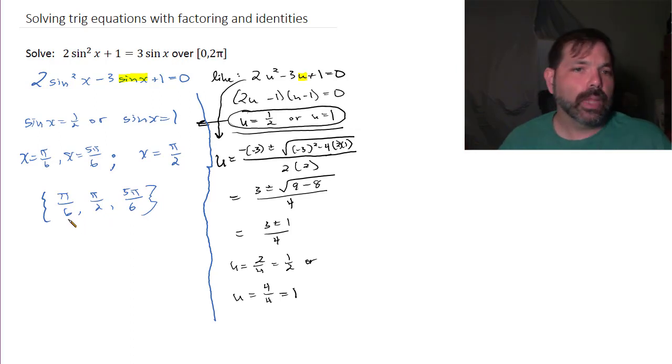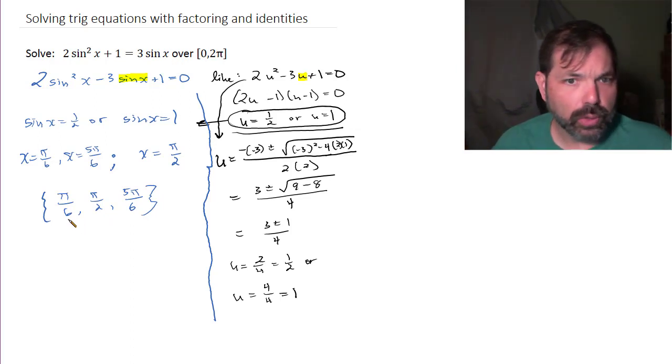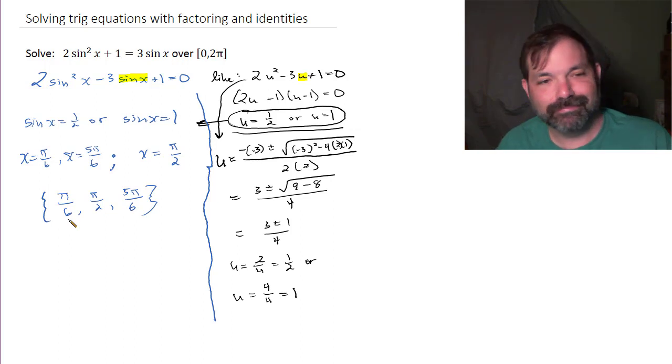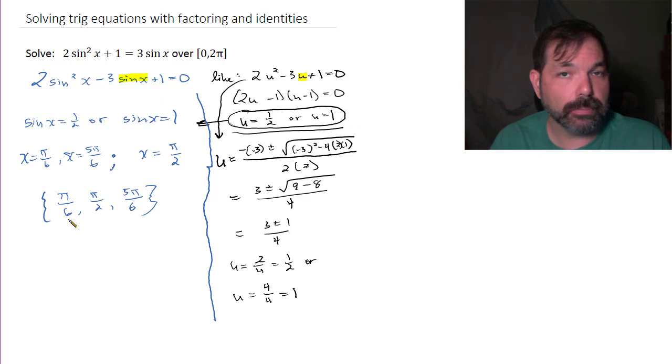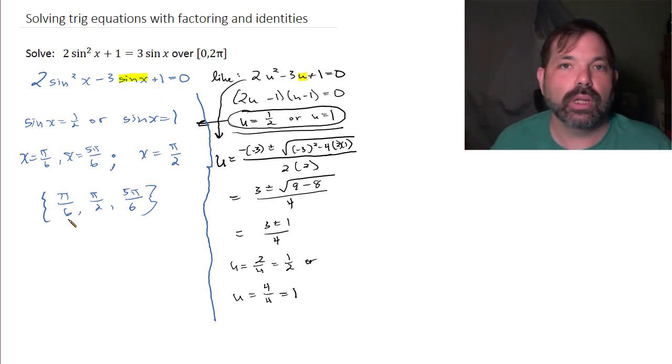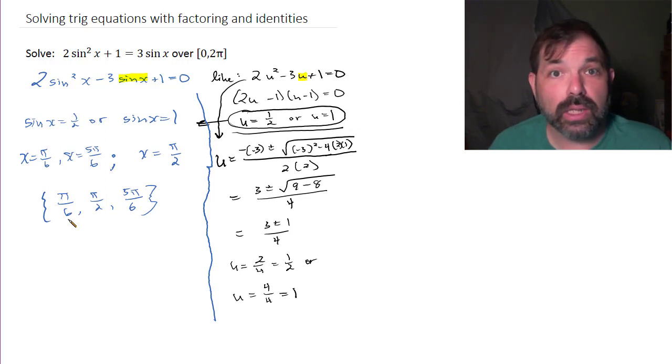Alright, so here, to solve this equation, we had to get this equation into a quadratic form, and then use either factoring or the quadratic formula to come up with roots to the quadratic part, and then we had to use some trigonometric understanding. Let's see another example.